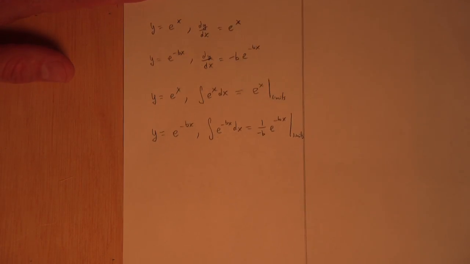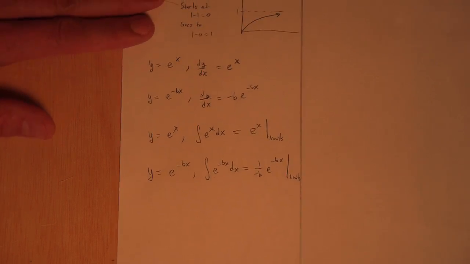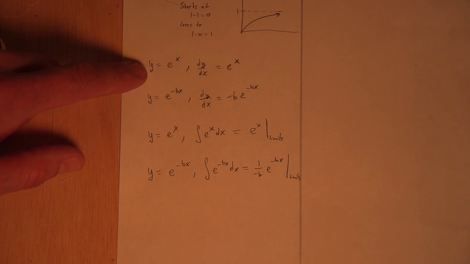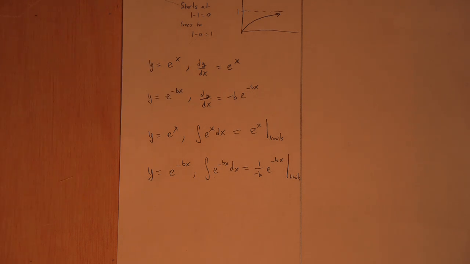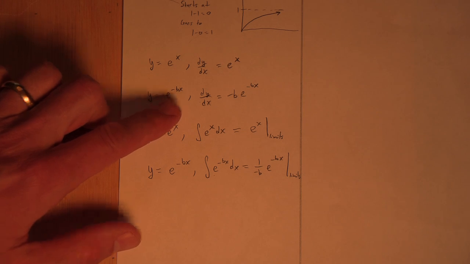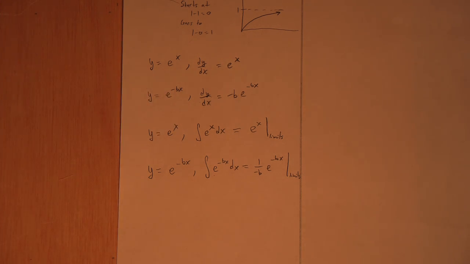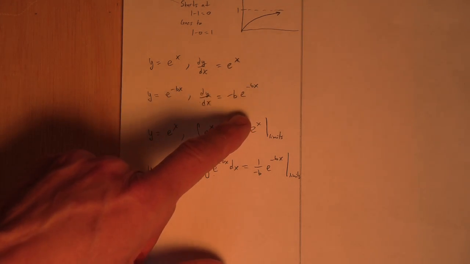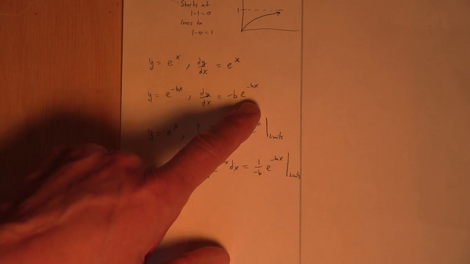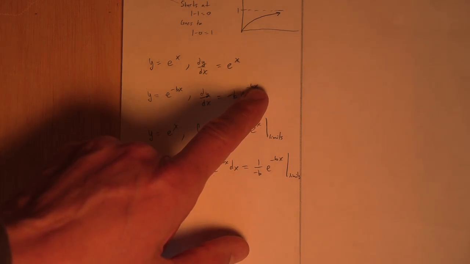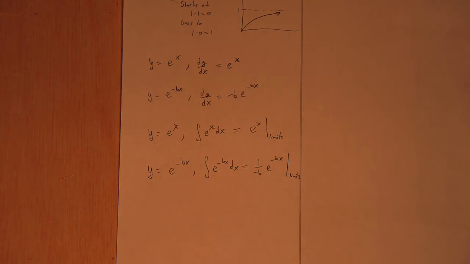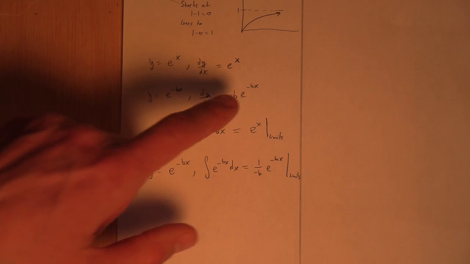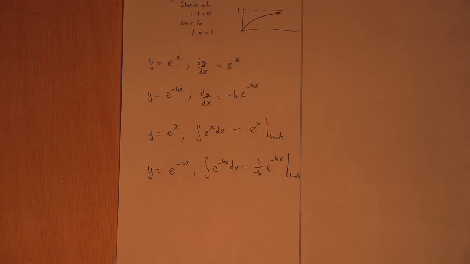Here we are with some features of the exponential. If you have e to the x, and you take the derivative of that, it's just e to the x. A very interesting function. Its derivative is the function itself. If you have the power inside the exponential, e to the minus bx, the derivative of that, because of the chain rule, is just the e to the minus bx function, but then you have to multiply it by the derivative of what's inside. So the derivative of negative bx is just negative b, and that's why that negative b is in the front. That's how you take the derivative.